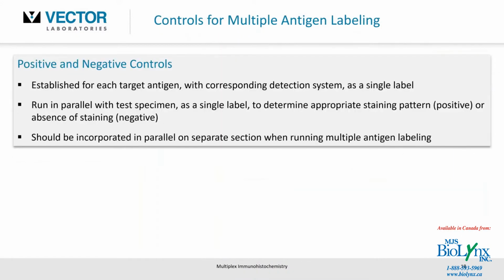All right, let's pivot now to controls. These are vitally important when you're introducing a second or a third label on your given tissue specimen. You have to use both positive and negative controls, and importantly, establish these for each of the target antigens corresponding to the detection system that you're going to use, whether it be peroxidase or alkaline phosphatase, and work these up as a single label on that target specimen.